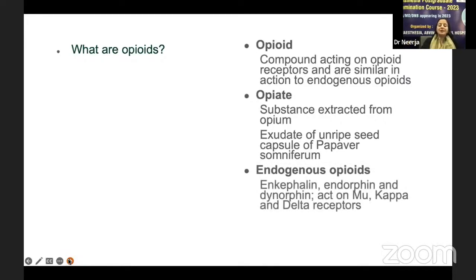Endogenous opioids is another term which you will hear, or someone can ask you, do you know what endogenous opioids are? So enkephalins, endorphins, dynorphins, they are the ones which are endogenous opioids, and they also act on mu, kappa, and delta receptors. And our opioids also act on all these receptors only, right?